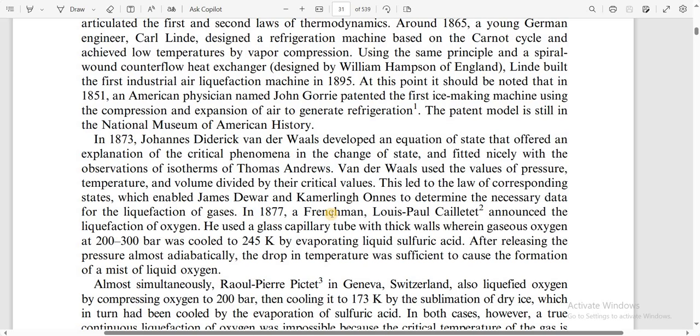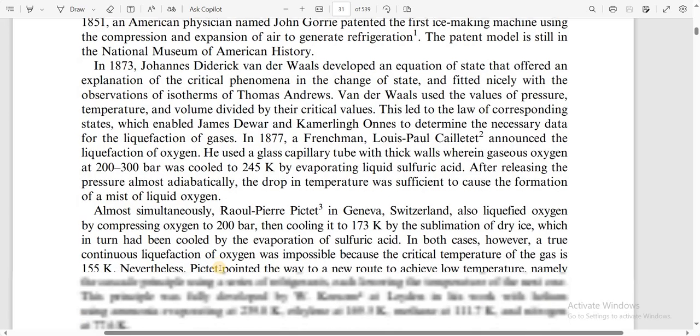In 1877, a Frenchman, Louis Paul Cailletet, announced the liquefaction of oxygen. He used a glass capillary tube with thick walls wherein gaseous oxygen at 200 to 300 bar was cooled to 245 Kelvin by evaporating liquid sulfuric acid. After releasing the pressure almost adiabatically, the drop in temperature was significant enough to cause the formation of a mist of liquid oxygen.